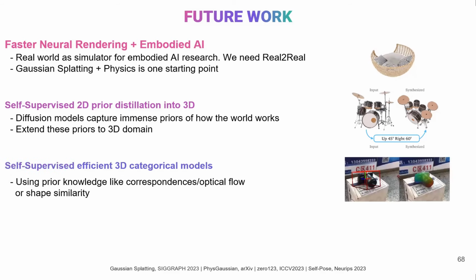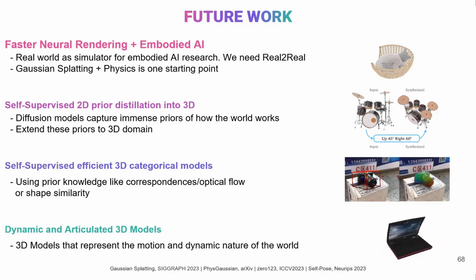Now, one more extension to using prior knowledge for self-supervised efficient learning is using key priors like 3D categorical models, such as correspondences, optical flow, or shape similarity. And finally, since our world is dynamic and 3D, one extension to all of the works presented in this thesis is to extend them to articulated models in the real world that can also move and be really dynamic.